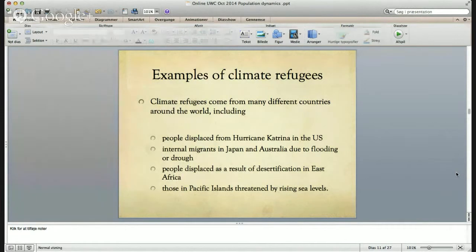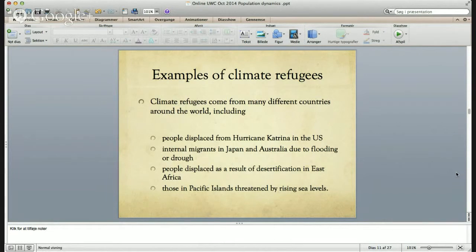Climate refugees come from many different countries around the world. And I think that's really important to understand. So while this is particularly relevant in an Asia Pacific context, it's not just relevant in that context. Climate refugees are from all around the world. But some of the popular examples are what I already talked about, people who have been displaced due to Hurricane Katrina in the US. Again, we could argue that this might be of a temporary nature, not necessarily a permanent nature, because once the rebuilding of New Orleans takes place, they will have an opportunity to go back.